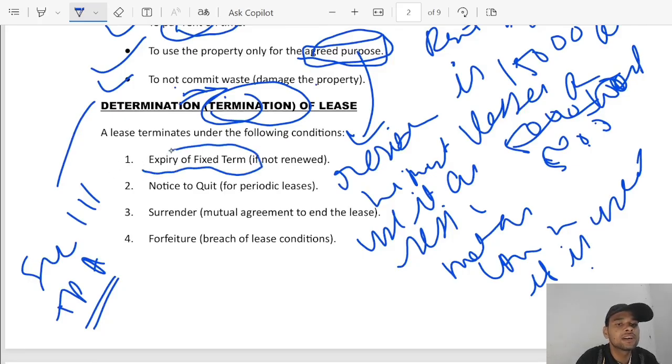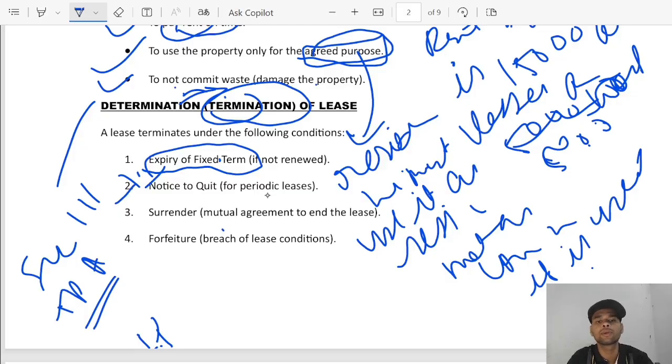Number one, expiry of fixed term. As I already told, if the fixed term is expired, then the lease shall be automatically terminated if it is not renewed. Second is notice to quit for periodic leases. If a lease is for a specific period, then after giving notice, they can quit and the lease can be terminated.